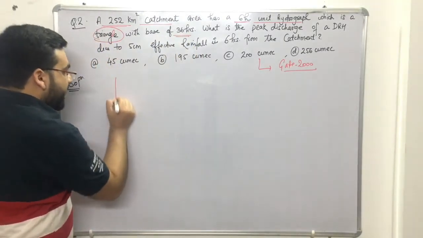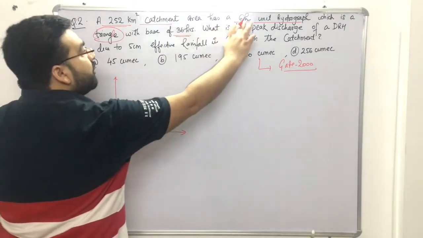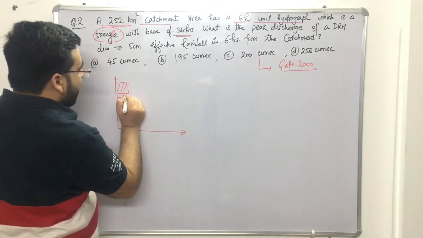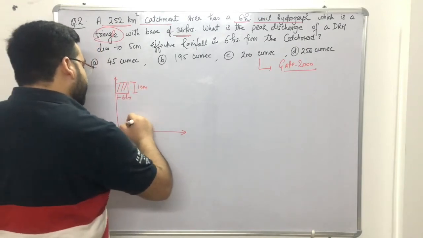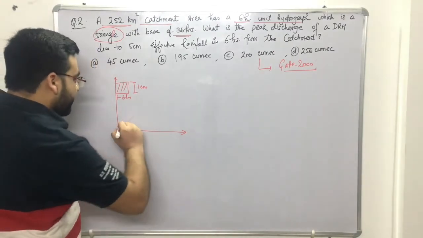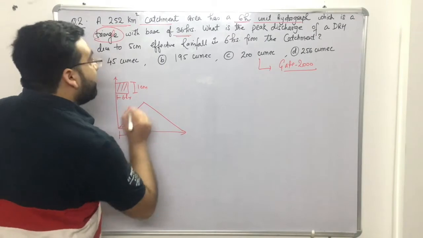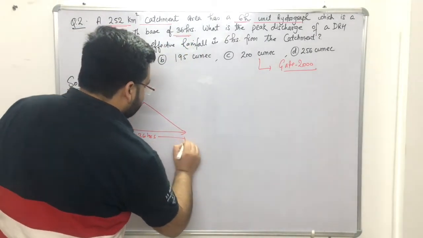So first of all, let us draw this unit hydrograph. What is the unit hydrograph? It is a 6-hour unit hydrograph, that is 1 centimeter, let us say. It is a hydrograph like this, but it is triangle in shape. This is the unit hydrograph and the base width is given as 36 hours. So this is 36 hours.